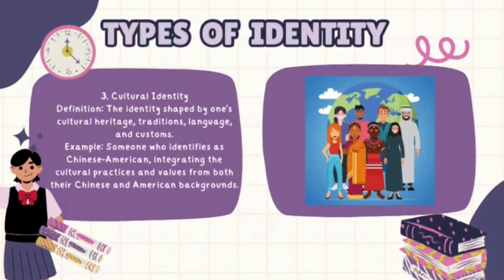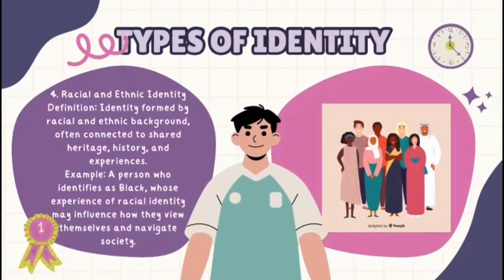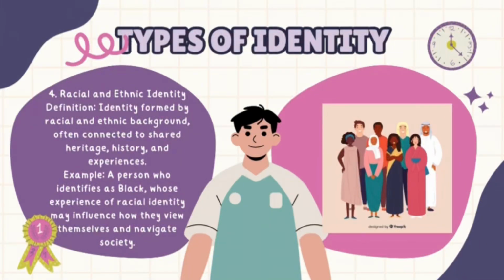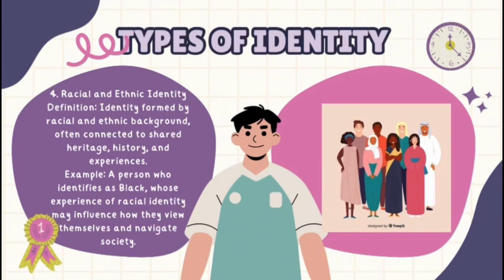3. Cultural identity is identity shaped by cultural heritage, traditions, and customs. For example, someone who identifies as Chinese American, integrating the cultural practices and values from both their Chinese and American backgrounds. 4. Racial and ethnic identity is identity formed by racial, ethnic background and shared history. For example, a person who identifies as Black, whose experience of social identity may influence how they view themselves and navigate society.